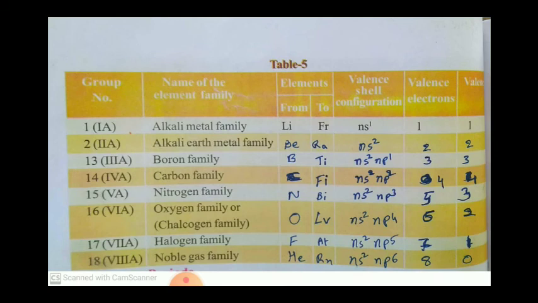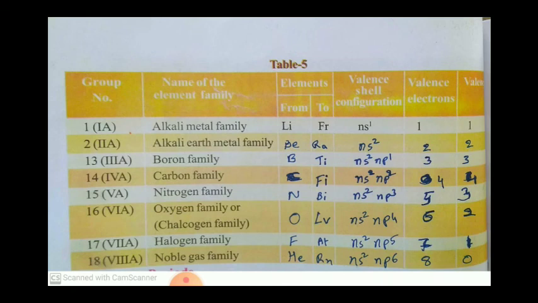Similarly, the 16th group is called the oxygen family or chalcogen family. Its valence shell configuration is ns2 np4. There are 6 electrons in the valence shell. That's why 8 minus 6, that is 2, is its valency. For the halogen family, that is the 17th group, ns2 np5 is the valence shell configuration. There are 7 valence electrons in it and valency is 1 because it needs only 1 electron to get the noble gas configuration.